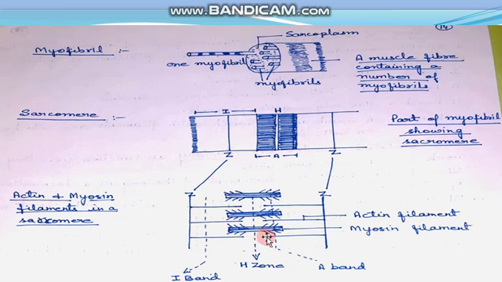So in between is the light band, this is the I band, and this is the A band. A band is dark because it contains both the actin filaments and the myosin filaments. And in the center of the dark band, this is the H line. It is light because here only myosin filaments are present and actin filaments are up to this point. So this is the structure of the skeletal muscles. I think you have understood the detailed structure of the skeletal muscle.